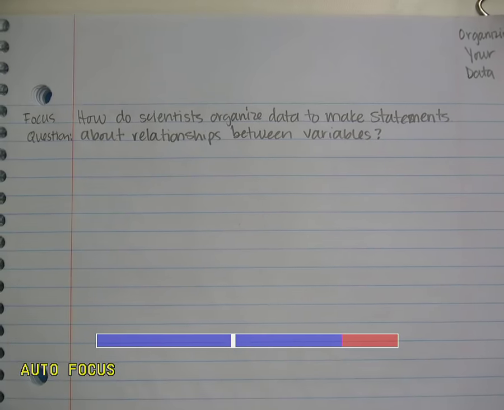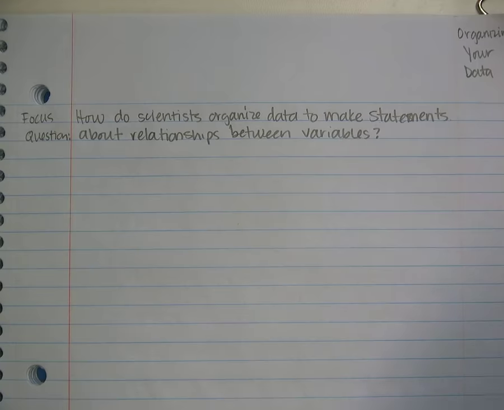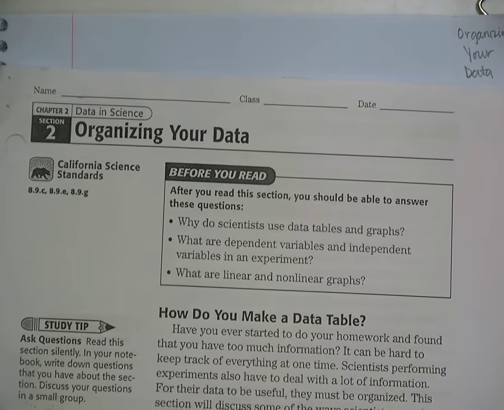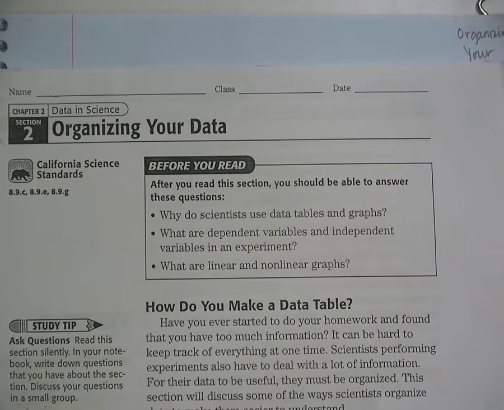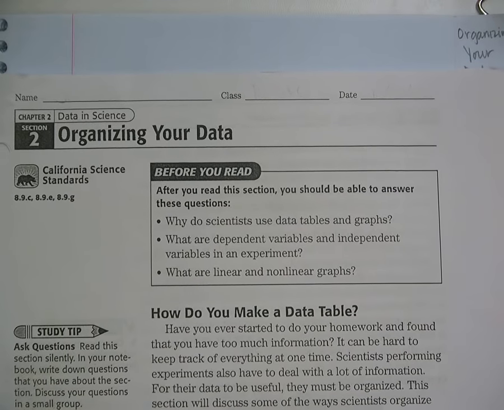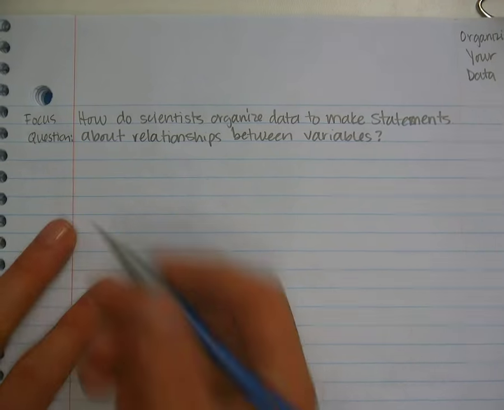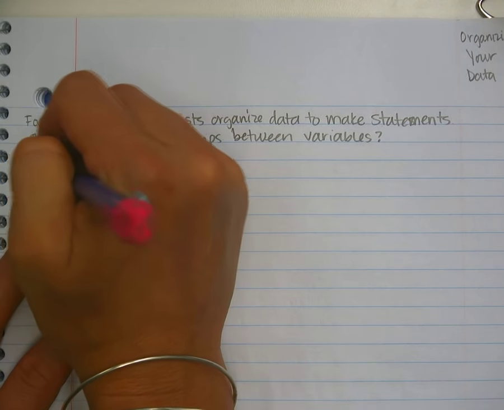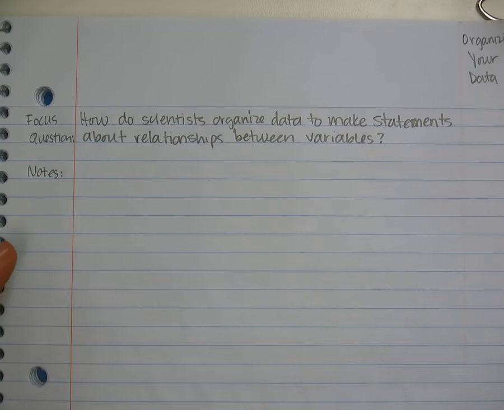And a lot of the information that we're going to be covering today is in this packet that many of you did earlier in the month, actually last month, called Organizing Your Data. So for our notes, we are going to be making data tables and graphs throughout the rest of the year, and the point of them is to record and organize or communicate any data that you've collected in an experiment or a lab activity or something like that.